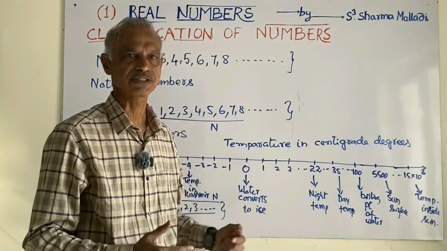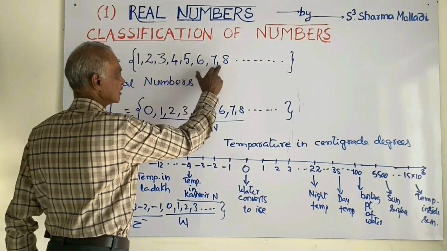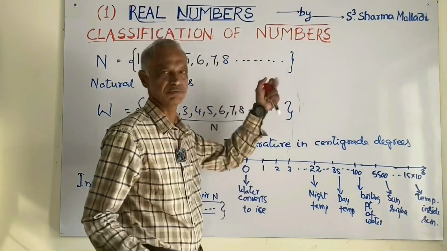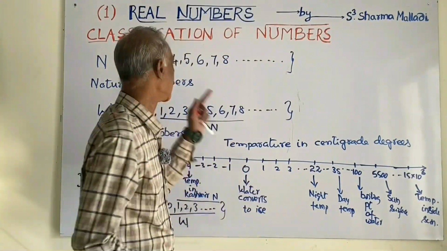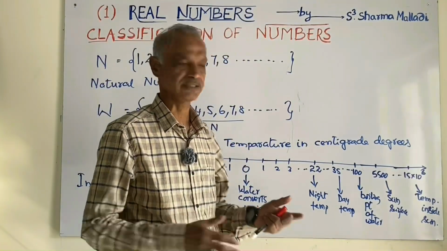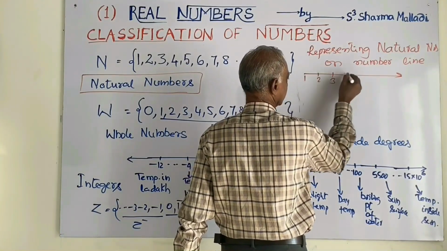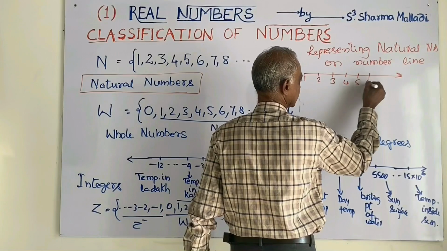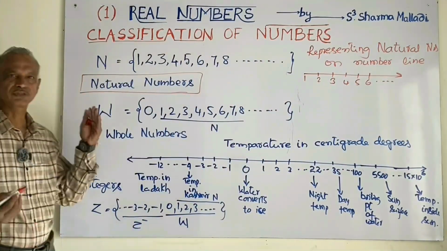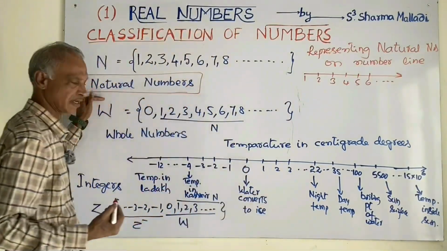Counting of objects is represented by 1, 2, 3, 4, 5, 6, 7, 8 and so on. We have infinite numbers. We cannot count all the numbers. These numbers are called natural numbers. How can you represent natural numbers on a number line? 1, 2, 3, 4, 5, 6 goes on like that, and so on. They are called natural numbers.